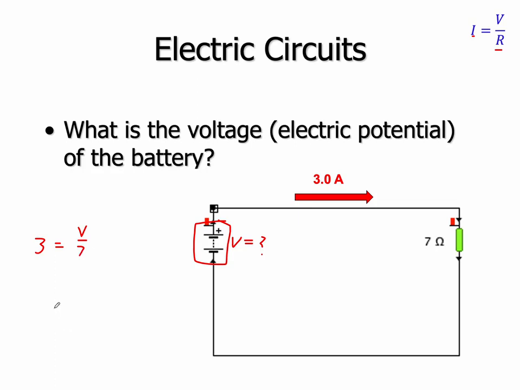And most of you can very quickly figure this one out. What's the voltage in this circuit? The electrical potential has to be 21 volts. Again, slightly confusing. Maybe I should write out the units to avoid confusion. 21 volts.